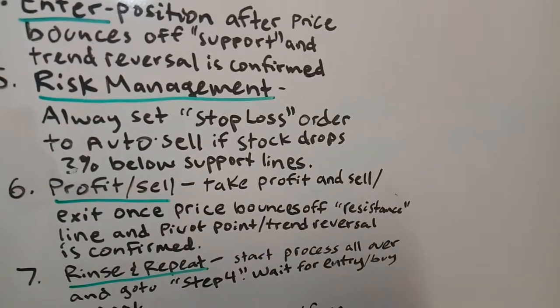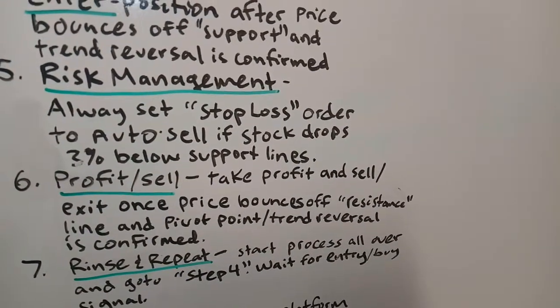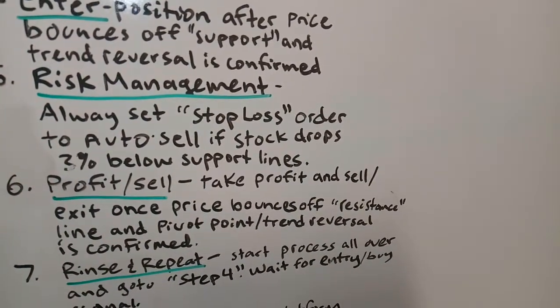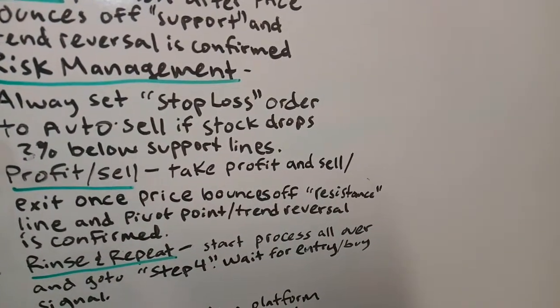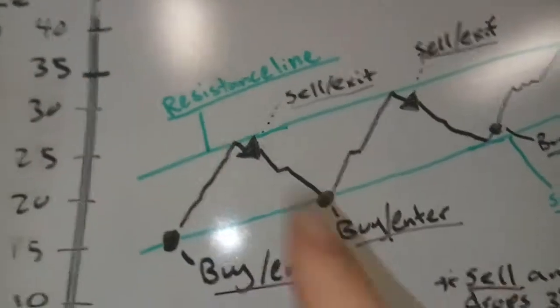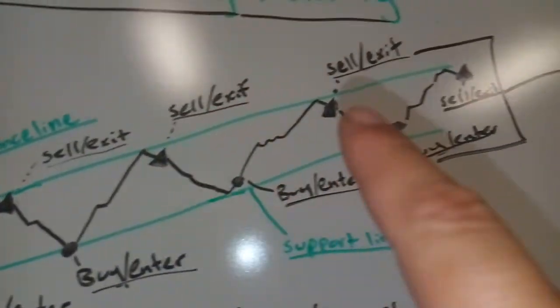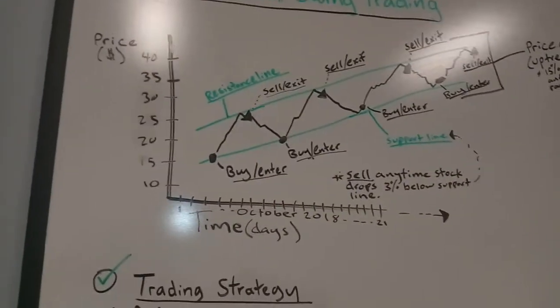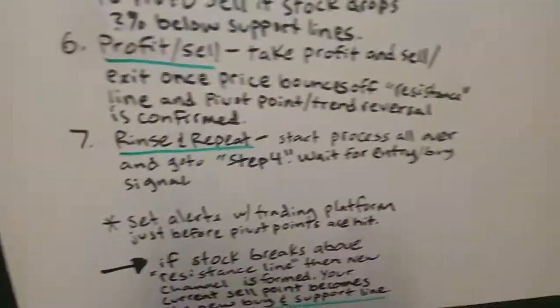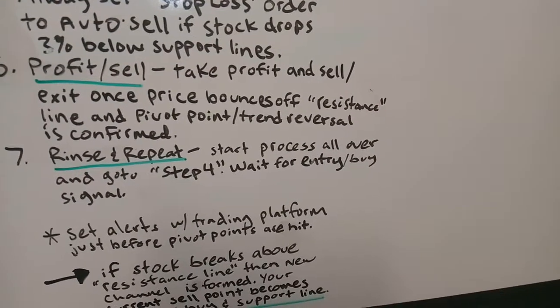And then on number 6, you take profit and sell, exit once the price bounces off resistance line, and pivot point trend reversal is confirmed. So those triangles are all the sell points. Once you see it bounces back down, sell, take profit, sell, take profit. And then number 7, you just rinse and repeat. Start the process all over. Go to step 4 and wait to enter.